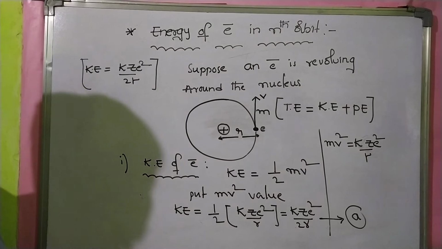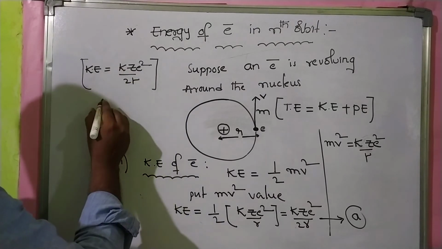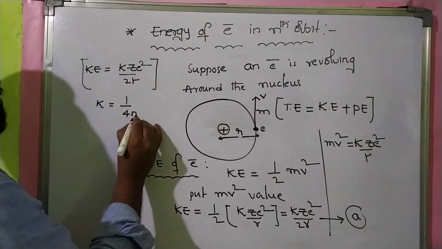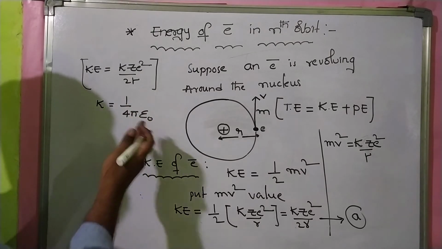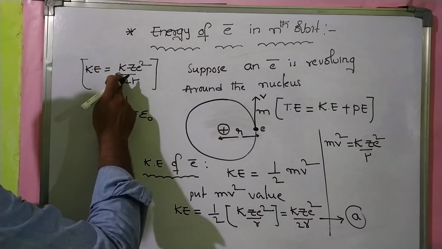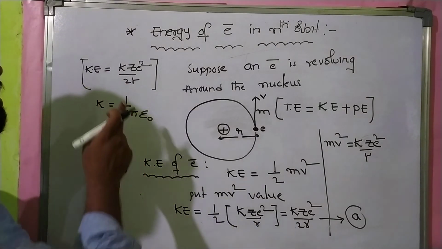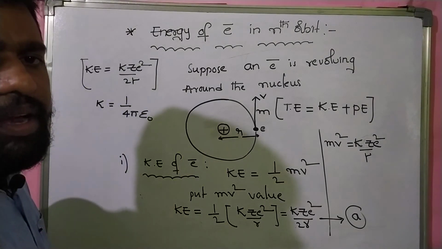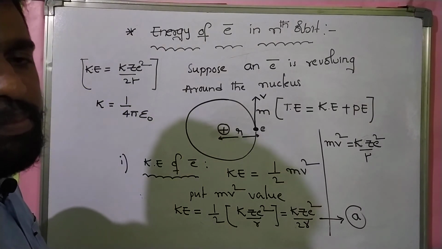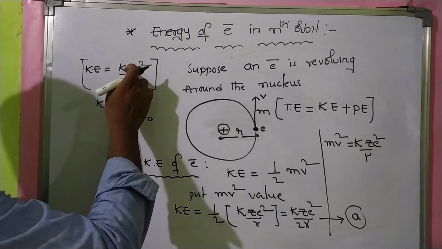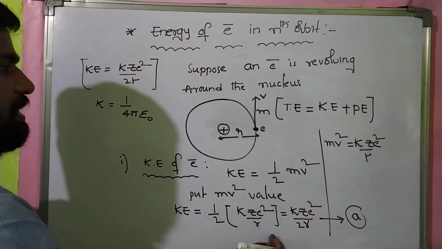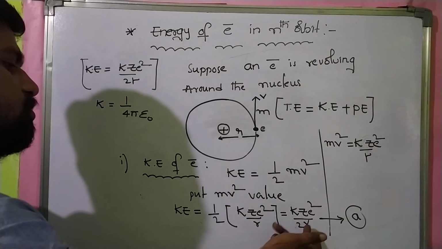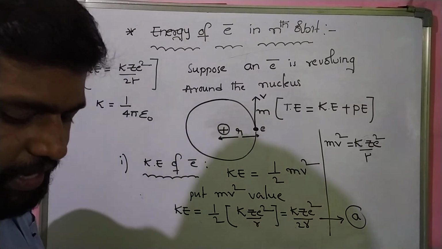Here k is Coulomb's constant, 1 by 4 pi epsilon naught. Its values you already know: in CGS it is 1, and in SI units 9 into 10 to the power of 9 Newton meter square per Coulomb square. Z is the atomic number. Okay, this is the kinetic energy. Keep it in mind. It is given as equation number A.